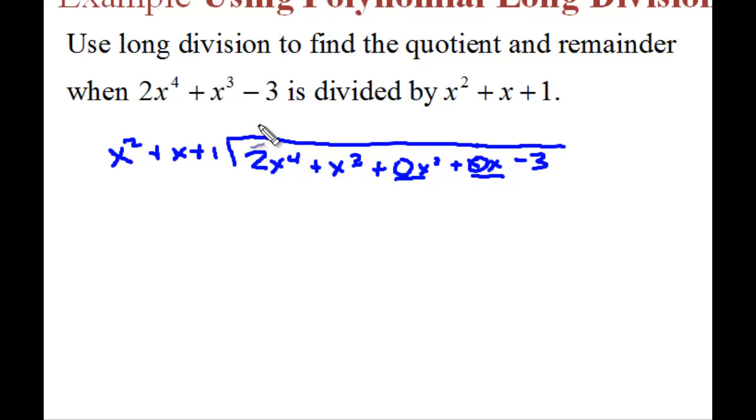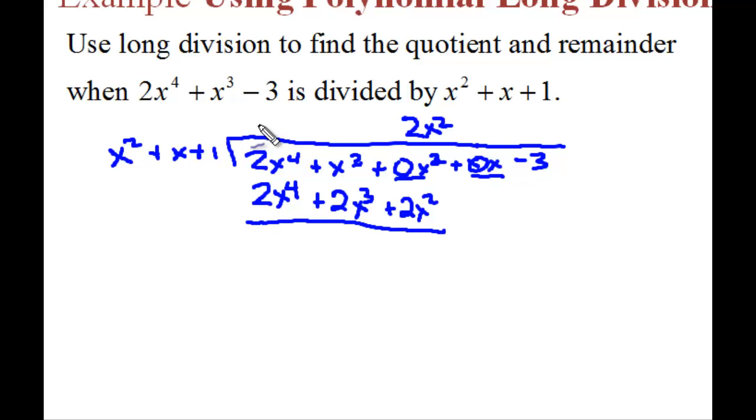So we start off with x squared. X squared goes into 2x to the fourth how many times? It would go 2x squared. 2x squared times x squared is 2x to the fourth. So 2x squared, we're going to line up with our x squared term. So we put 2x squared over there, and then we multiply. 2x squared times x squared is 2x to the fourth plus 2x to the third plus 2x squared.